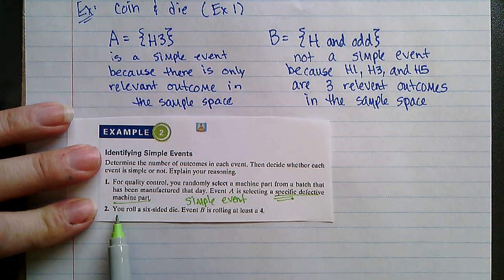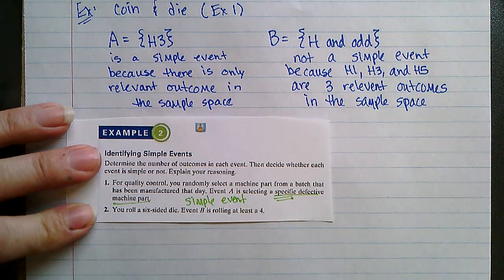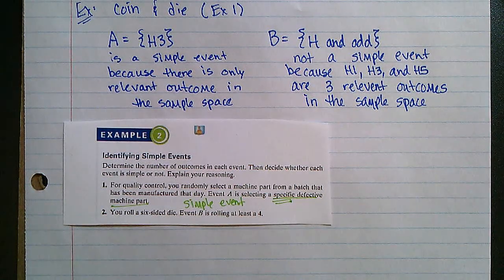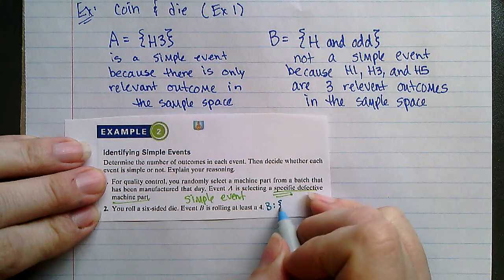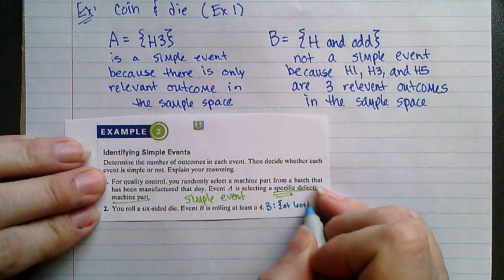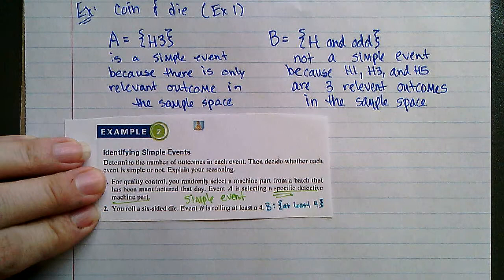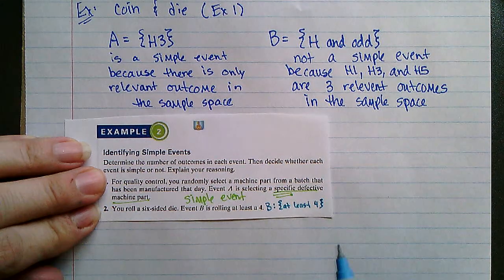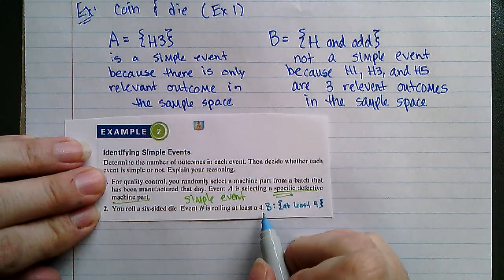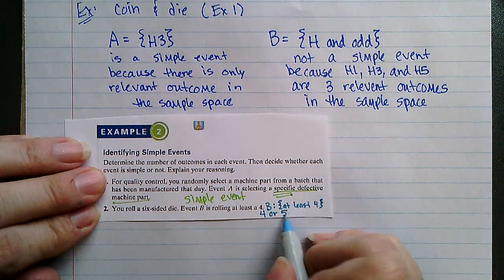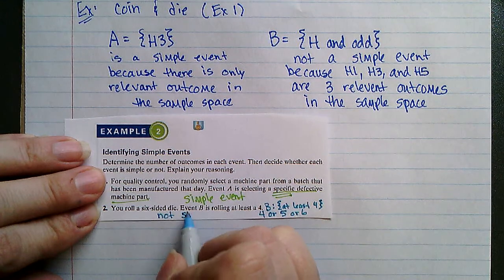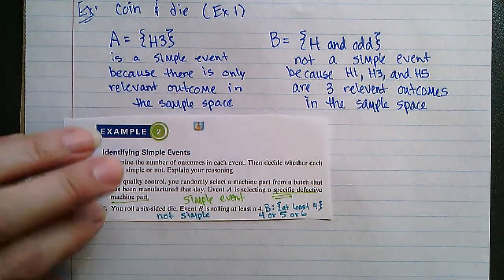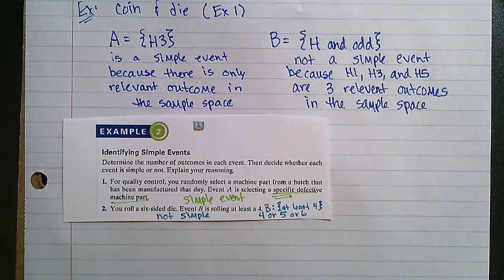How about example 2? You roll a 6-sided die. Event B is rolling at least a 4. So what outcomes could go with at least 4? Well, that would mean a 4 or a 5 or a 6, which makes event B not simple because there are 3 outcomes that could go with that description.